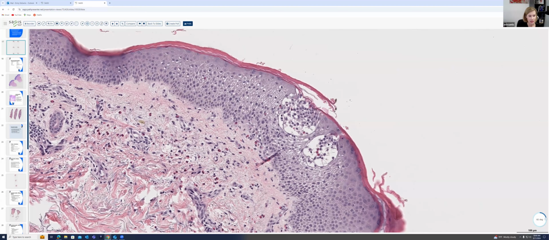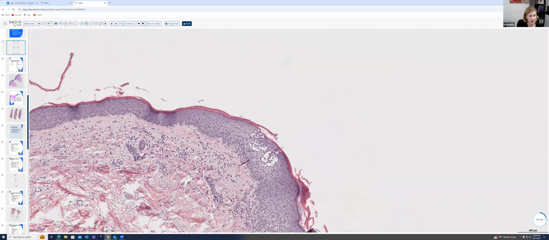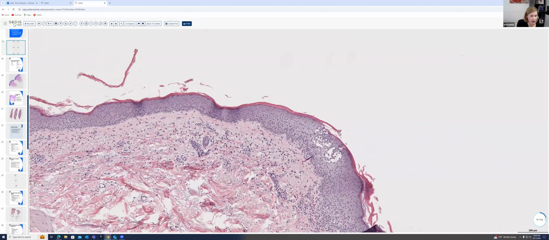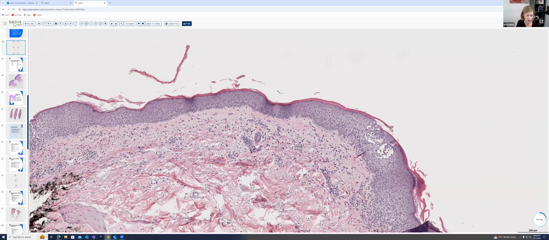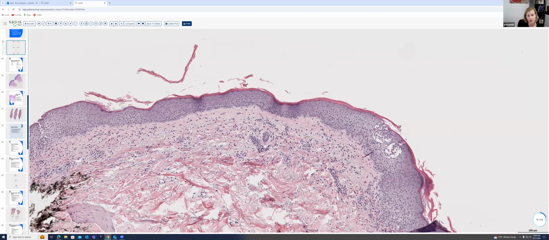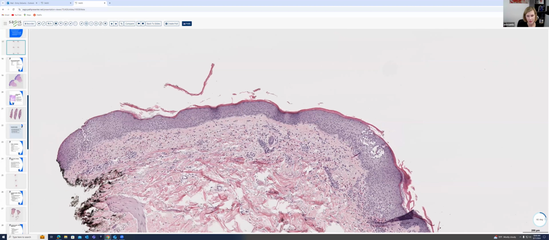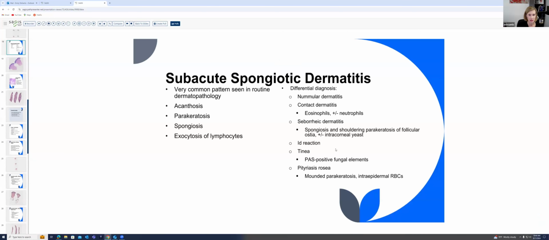Direct immunofluorescence was submitted with this case and was negative, and the patient actually had started a new medication, and so this was consistent with intraepidermal spongiosis or eosinophilic spongiosis, consistent with a drug reaction.